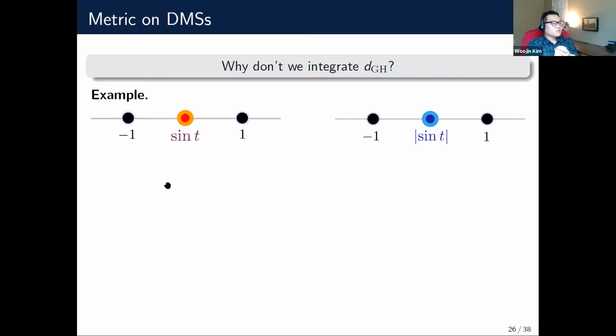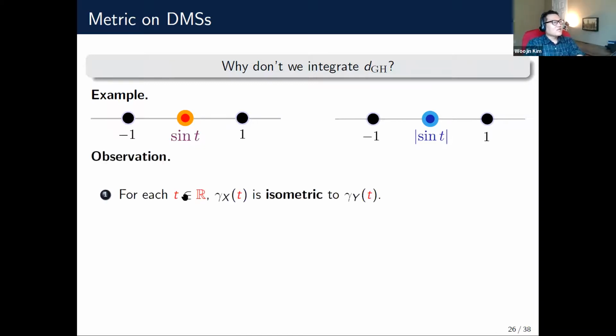Then one thing we can observe is that whenever we fix a certain time, the two fixed metric spaces are isometric. Sometimes they have exactly the same picture. Sometimes one is obtained by reflecting the other with respect to the origin. Therefore, if we integrate the Gromov-Hausdorff distance over the time interval, we are going to have 0.